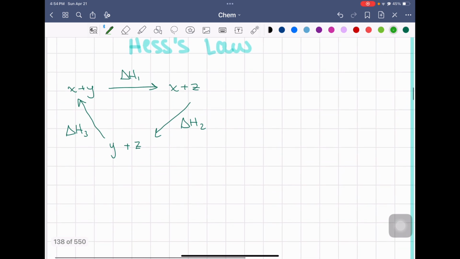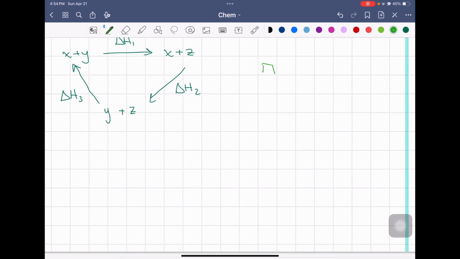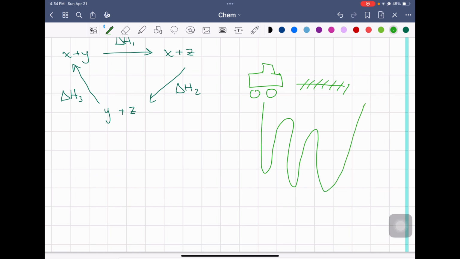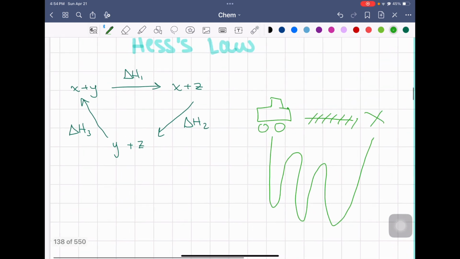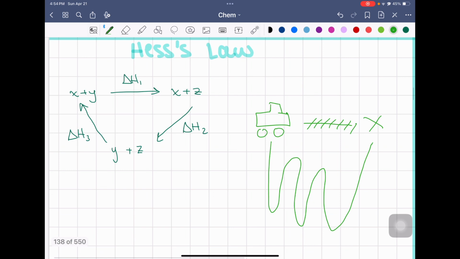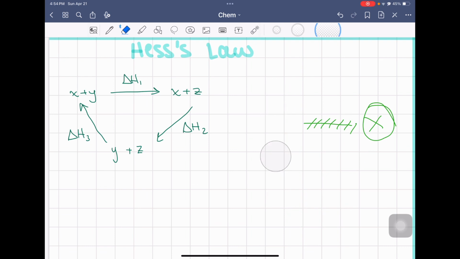Okay, now Hess's law. Basically, Hess's law is like if you're driving in a car and you're trying to go somewhere, and you realize this route is blocked by traffic. So you're like, okay, I'll take a bit longer road, but I'll still get to the same place. This is exactly what Hess's law is. You're getting the same result, but you're going through a lot more steps, and it might be a little more difficult, but you're still getting there anyways.